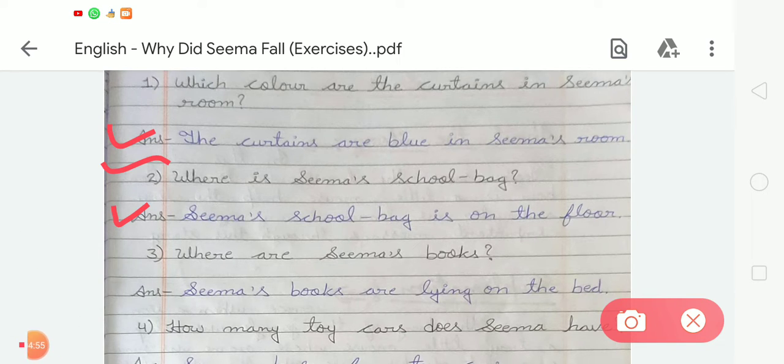Now the next question is question number 3. You have to write the question: where are Seema's books? So student, we have to write the answer: Seema's books are lying on the bed.